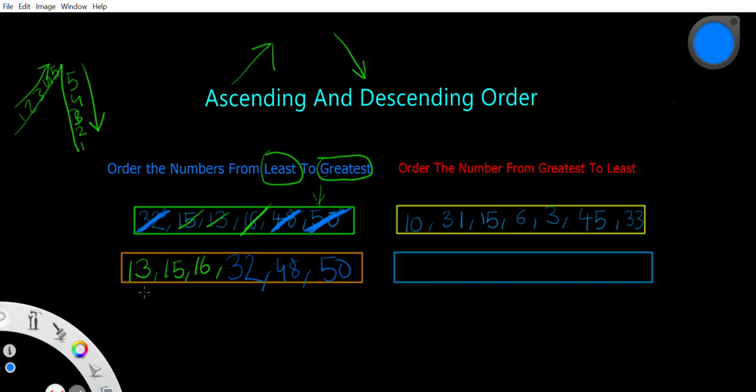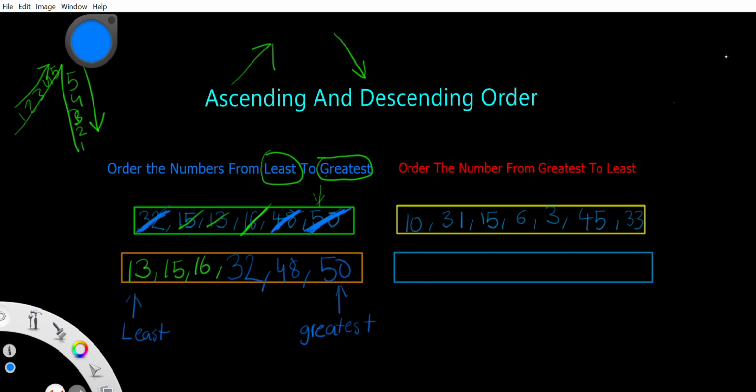13 is going to be our least, and this 50 is going to be our greatest number. Okay, let me use a different color. I'm getting bored of this color, and I bet many of you are too.